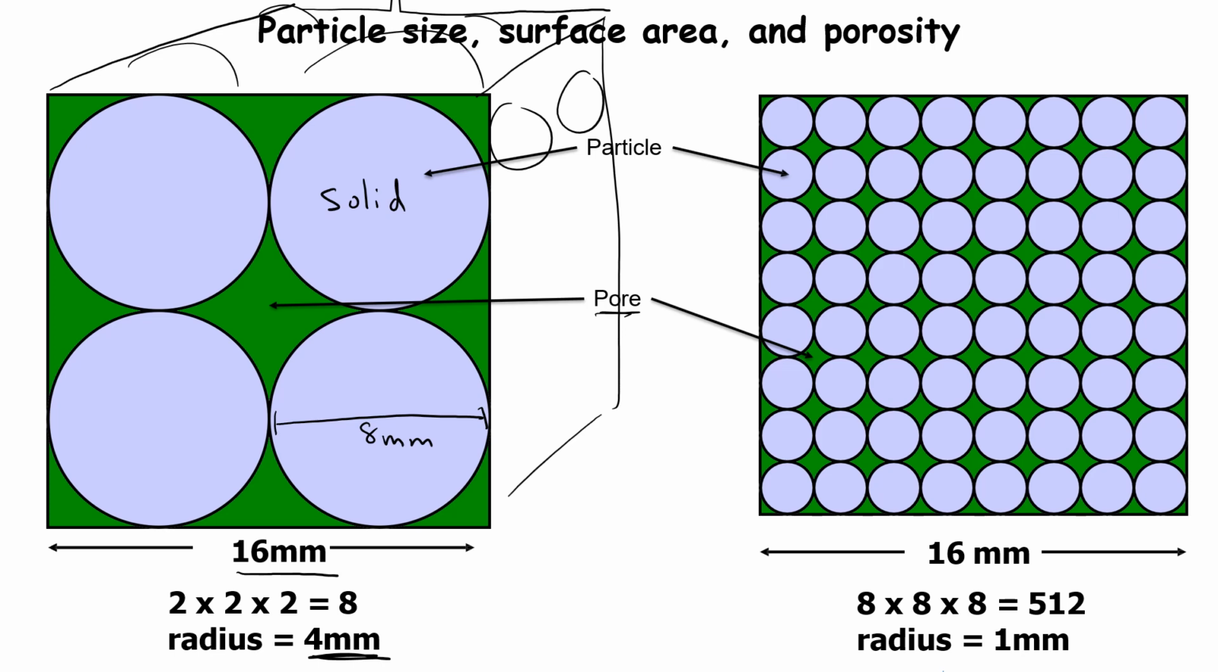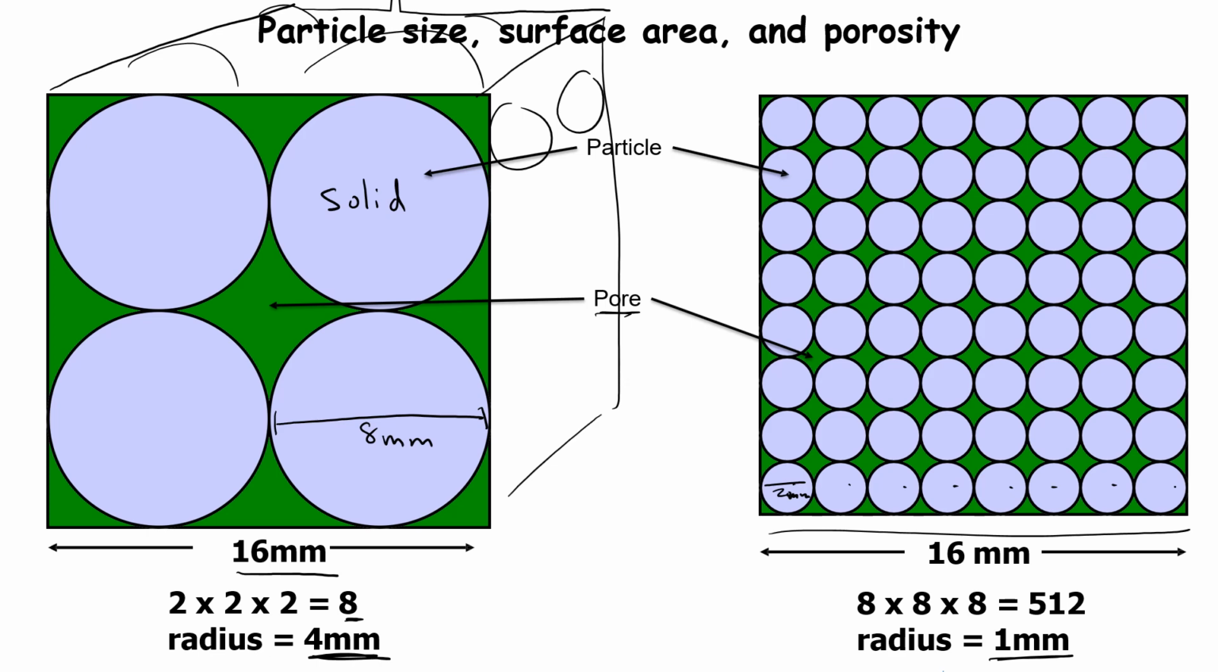Okay, and we're going to consider 3 different particle sizes. We're going to consider a large particle size, an intermediate, and a very small particle size. So in this case, we have 16 millimeters across. We have 1, 2, 3, 4, 5, 6, 7, 8 of these, so each diameter is 2 millimeters. So the radius of these particles is 1 millimeter. And if we multiply the number of these, we have 2 by 2 by 2, 8 particles in this 16 millimeter cube.